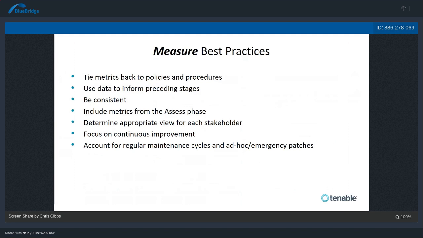Try to be as consistent as possible by providing reporting on a regular basis and keeping to the same theme for the people that need to have it. Add in metrics where possible from the assessment stage. Is it useful to provide specific data on a specific vulnerability to a certain stakeholder, for example? Determine the appropriate view as well.